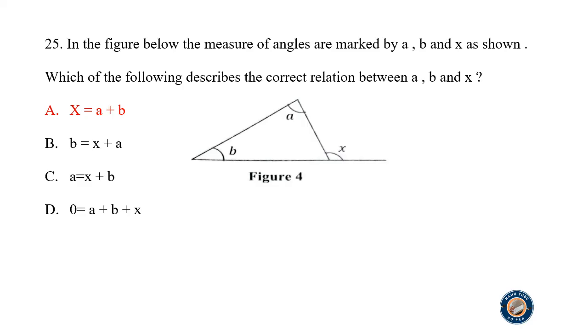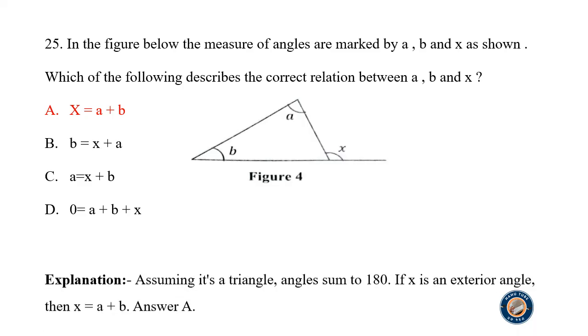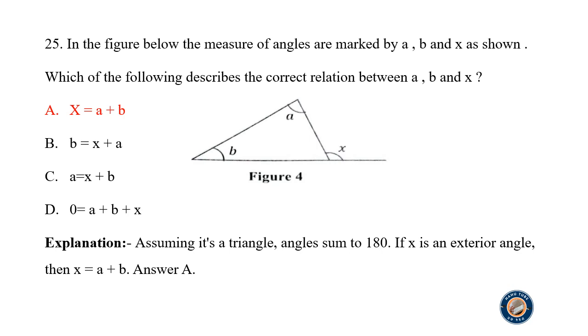The answer is probably X is equal to A plus B. Assuming it's a triangle, angles sum to 180 degree. If X is an exterior angle, then X is equal to A plus B. Maybe A will be the answer. You also need further reference on this question.